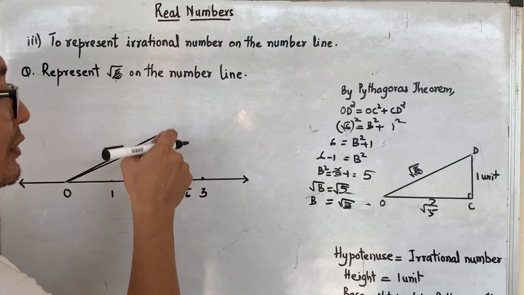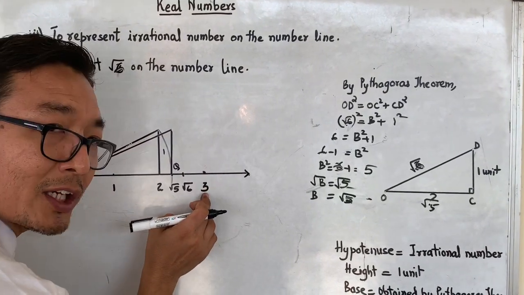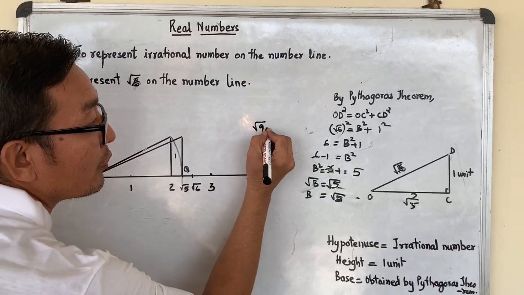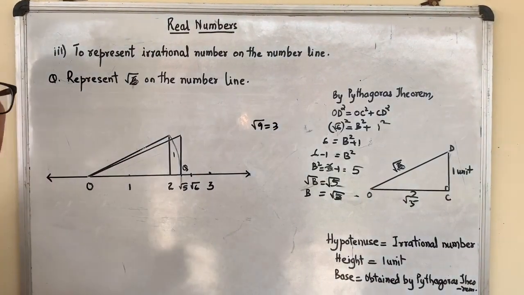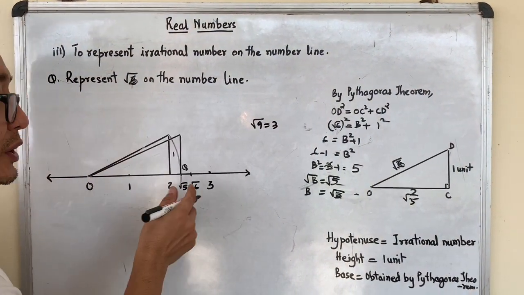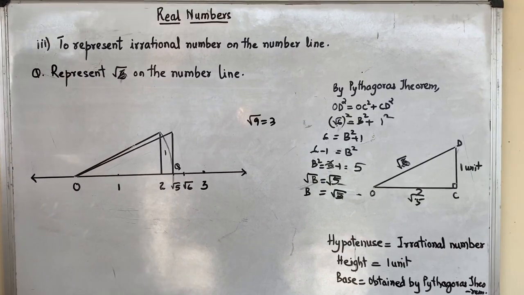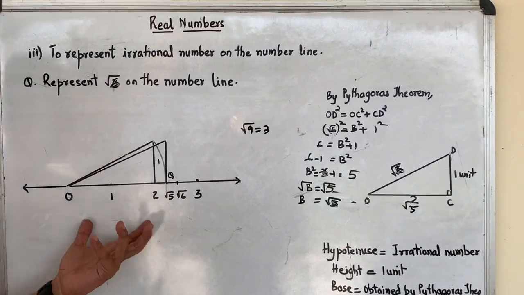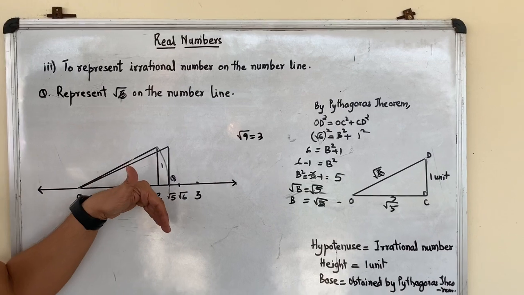Then actually root 7, root 8, root 9 and so on. The square root of 9 is 3. So there are two methods to find an irrational number on the number line.